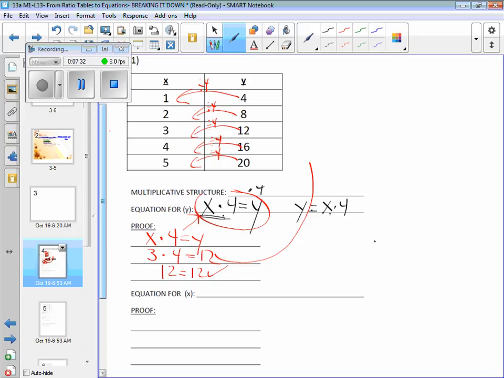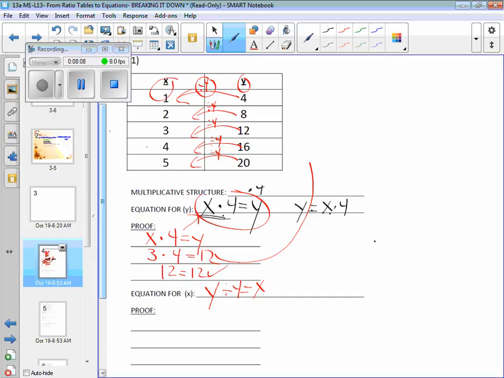Is 4 divided by 4 1? Agree? I can't hear you. Yes. Is 8 divided by 4 2? Yes. Is 12 divided by 4 3? Yes. 16 divided by 4 is 4? Yes. 20 divided by 4 is 5? Yes. Is any value that I give you for y divided by 4 going to equal the x? Yes. Any value that I give you for y divided by 4 will equal x. That's my equation for x.